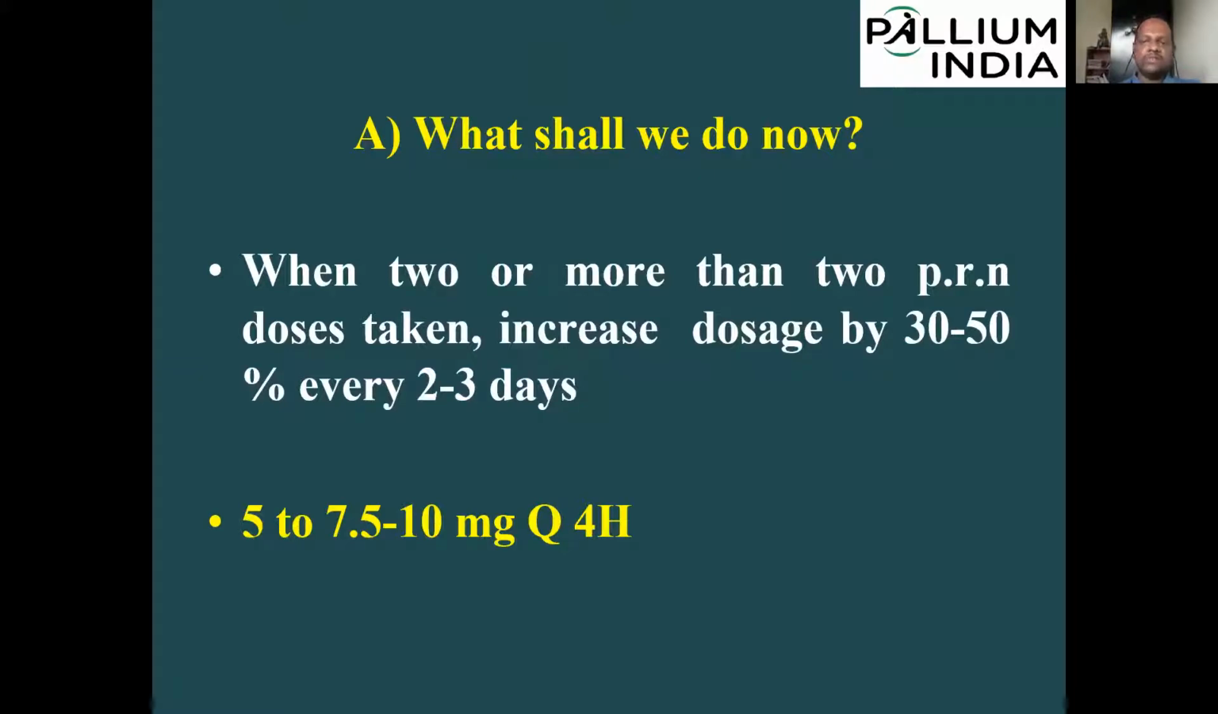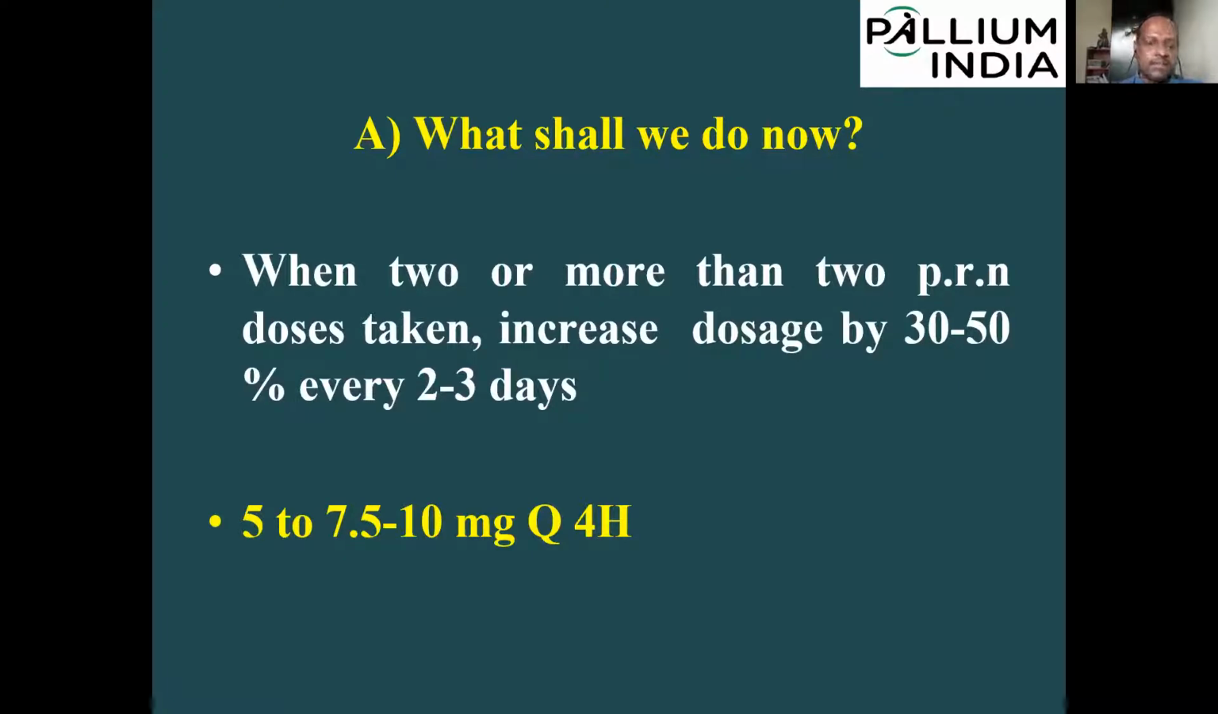Maybe every 24 to 36 hours, not 2 to 3 days, you can increase every 24 to 36 hours, because morphine will take only 24 hours for the blood level to get stabilized. So you can increase the dose by 30 to 50% if the patient is taking two or more SOS doses. Here the patient is taking four SOS doses. So definitely that's an indication for increasing the dose of morphine. Or like CV told, you can convert it into a sustained release morphine, but that we will talk about later.